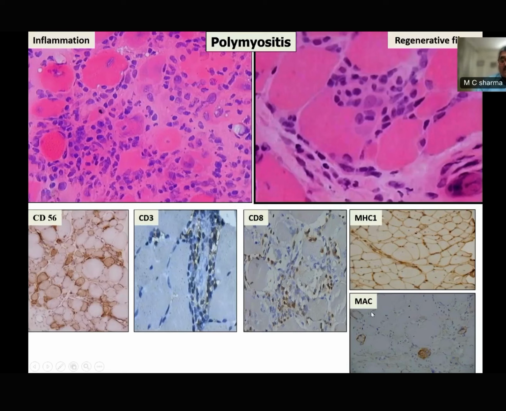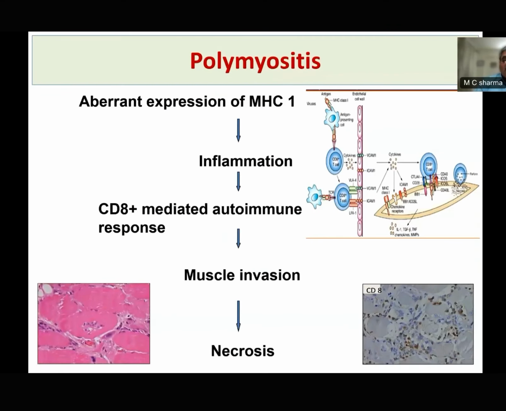The membrane attack complex, which is the activated complement, is absent, whereas it is present in dermatomyositis. And if sometimes we are not sure about these regenerating fibers, one can do CD56. It stains the regenerative fibers. It stains the satellite cells, as I mentioned, and this is sometimes very helpful for the regenerating fibers.